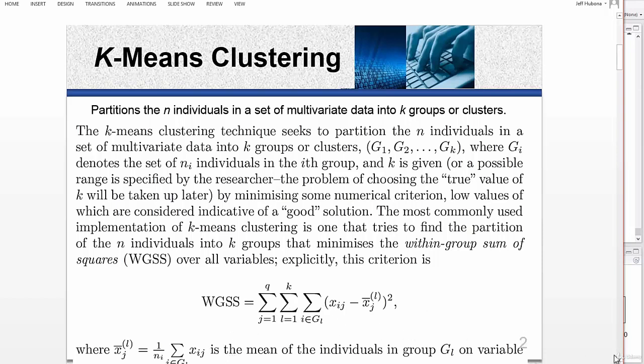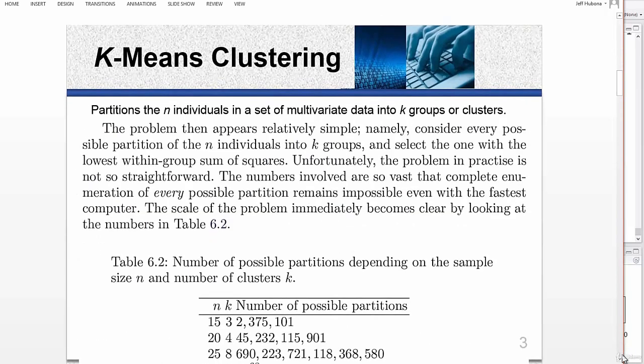We have all these scary-looking equations, but essentially that's what it boils down to. You want to minimize the within-group sums of squares over all of the variables. Now, if you're a statistical genius, and that leaves me out for sure, you will quickly realize that if you have even a fairly decently sized set, there's not a computer big enough in the world to exhaustively examine all of the solutions in a brute force method.